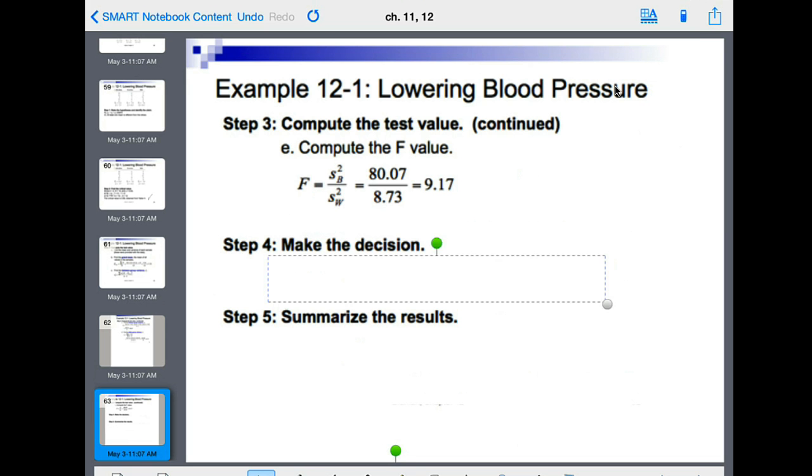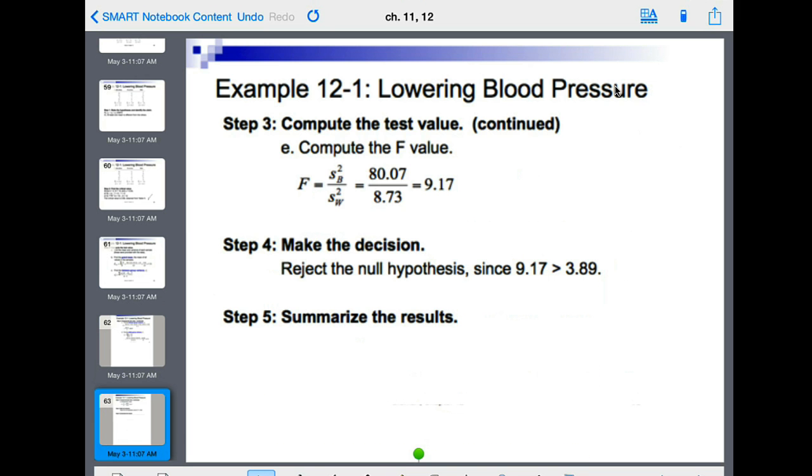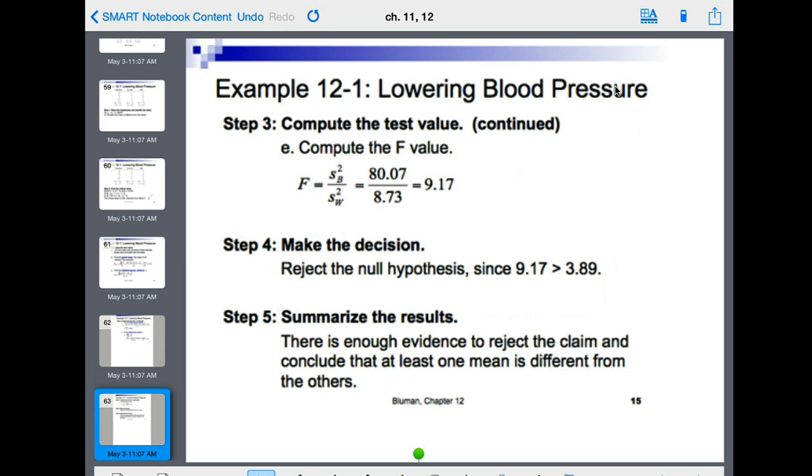And then we're going to make our decision. Reject the null hypothesis because 9.17 is a lot greater than 3.89. Summarize, there is enough evidence to reject the claim and conclude that at least one mean is different from the others. So we know there's a mean that is different.